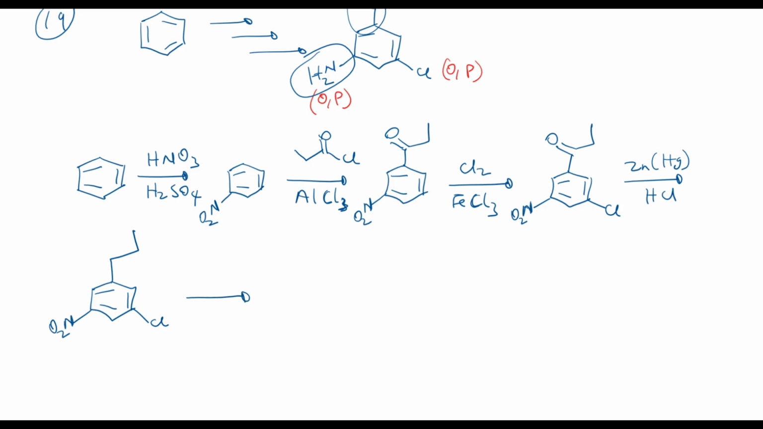Lastly, we can now reduce the nitro group to NH2 using iron in HCl.